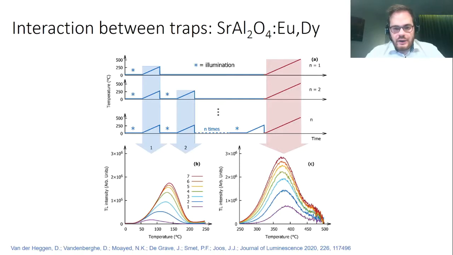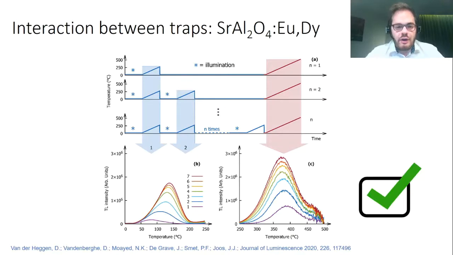And I will start by discussing the high temperature glow curves, which are actually quite fine because we did not empty the deep traps in between illumination cycles. So we're just accumulating intensity there, and it's normal that the intensity increases.